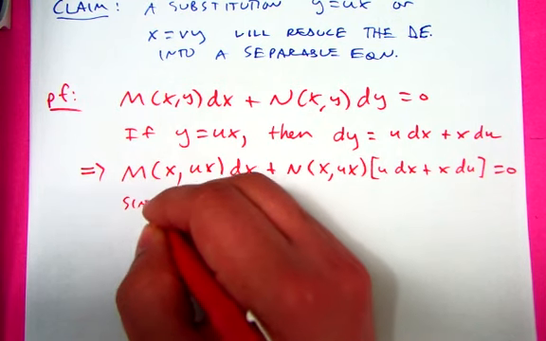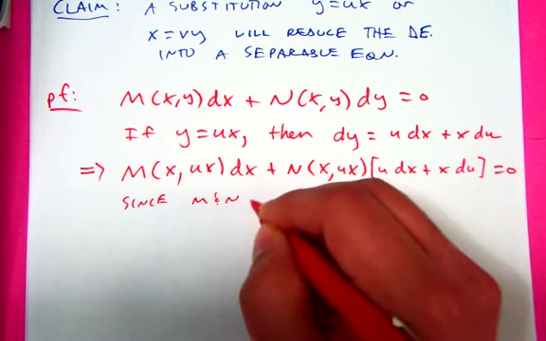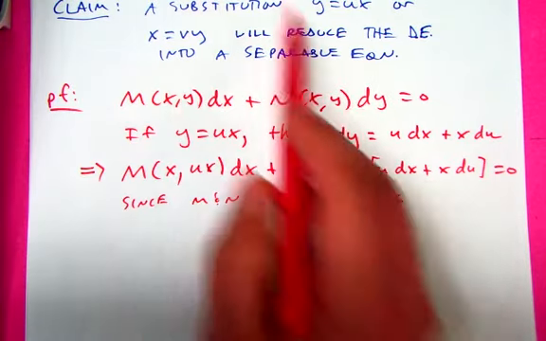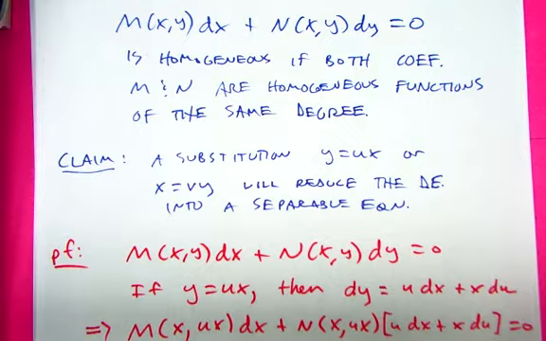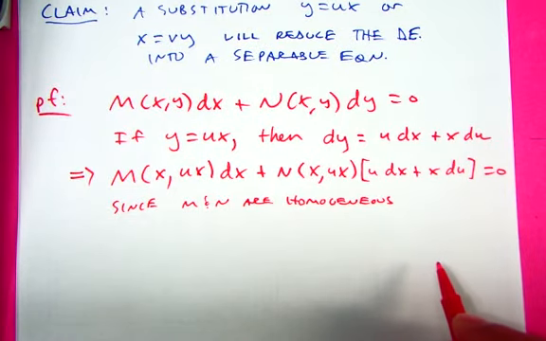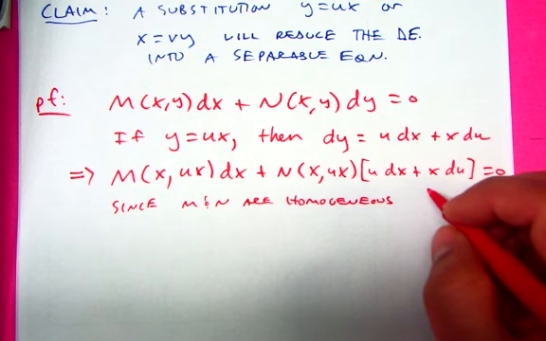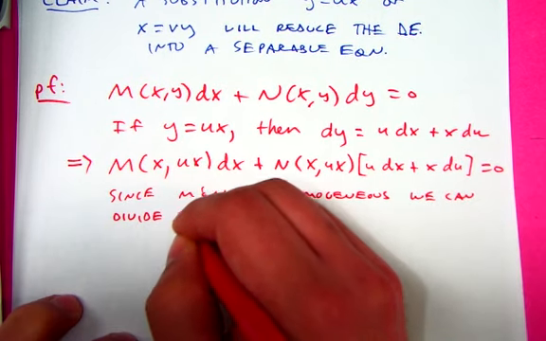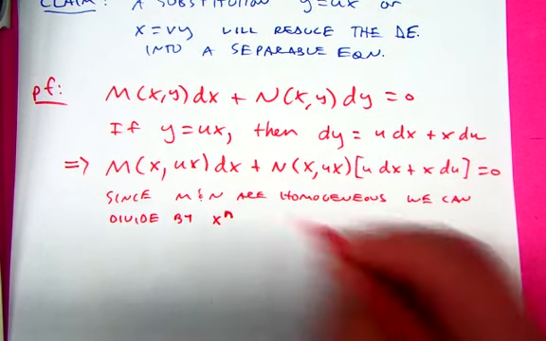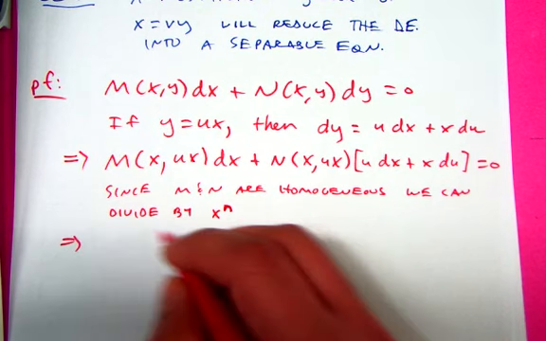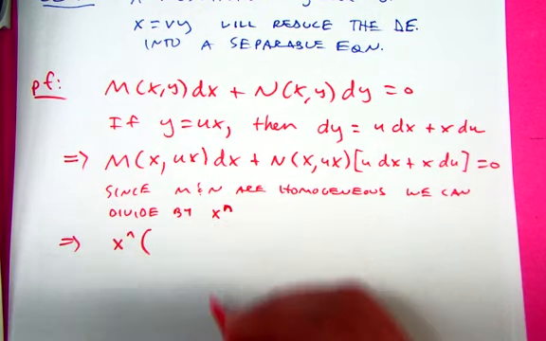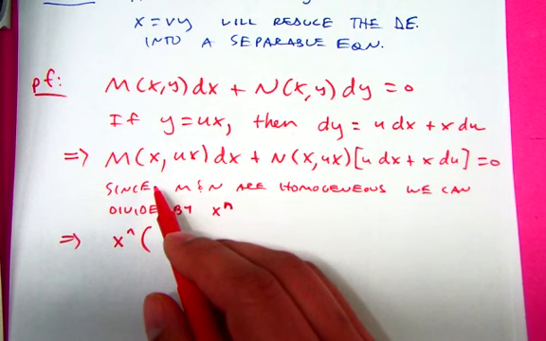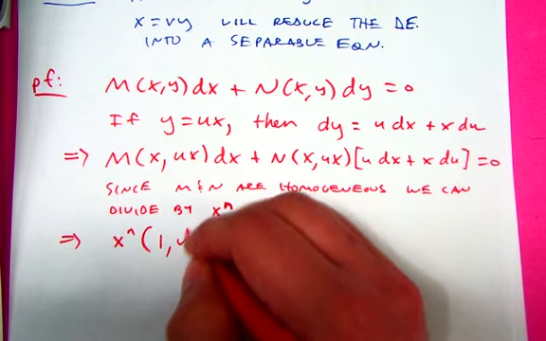And now, since M and N are homogeneous, so that was the assumption, that we're working with the fact that these coefficients are homogeneous to start. So since these are homogeneous, if we take out, so I'll write it out, if we can divide by x to the n, so that now we get x to the n, and then what would this function be in terms of then? 1 and u, good. Oh, forgot the M, sorry, let me rewrite that.